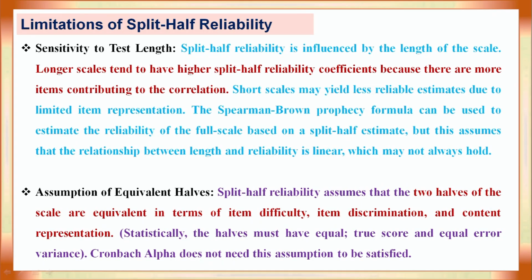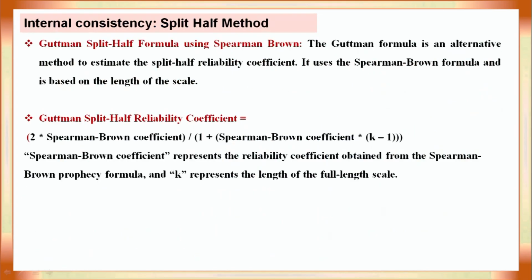If you are not using randomization, because I told you that in the case of the Spearman-Brown formula, we make equal halves by selecting the odd numbered items together and the even numbered items together. When you are not using random selection of the items and not randomly assigning the items to your subjects, you cannot assume that both halves are equivalent. That affects the reliability coefficient you get from the split half reliability method.